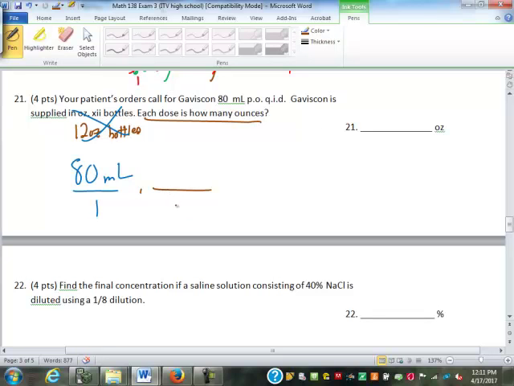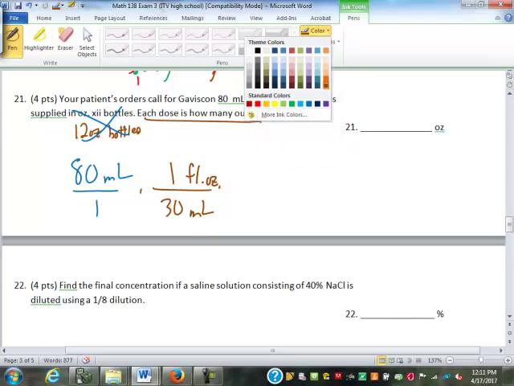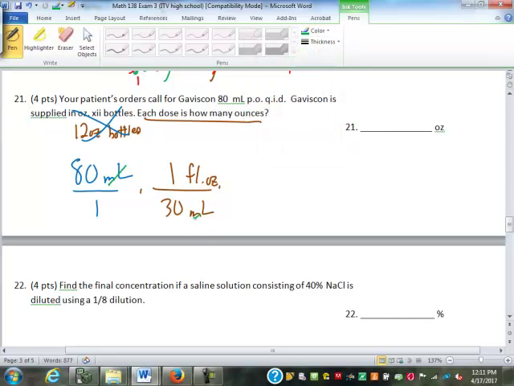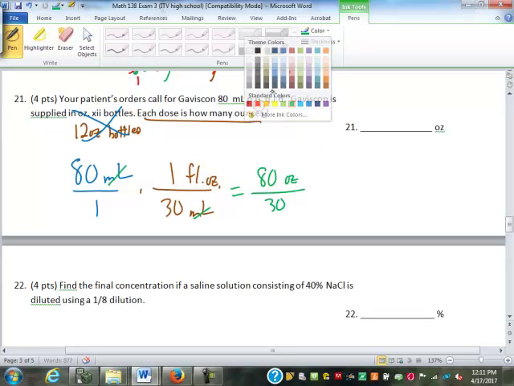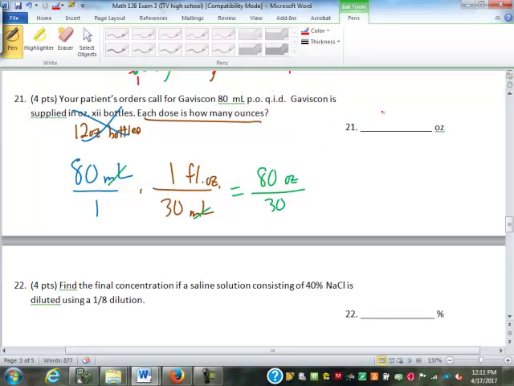One fluid ounce or 1 ounce is 30 milliliters. That's just a conversion from our last unit. Milliliters cancel out. 80 times 1 is 80 fluid ounces, or 80 ounces. 1 times 30 is 30. We divide that out. That's going to be 2.67 ounces.